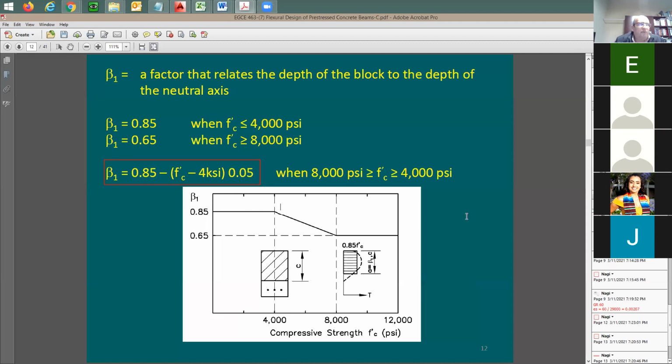Meaning, for 4 ksi concrete, how much is beta 1? We're going to say beta 1 equals 0.85. When it becomes 5 ksi, beta 1, I'm going to drop it here by 0.05, right? I'm going to say it's equal to 0.8. Just drop it by 0.05, according to this equation. How about with 6 ksi? Beta 1 equals what? 0.75. It's going to be that simple.